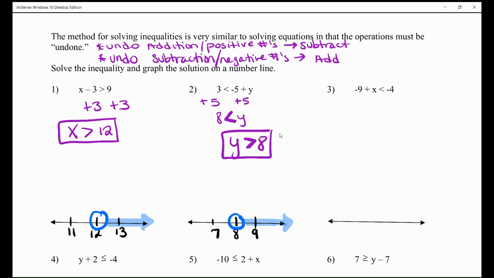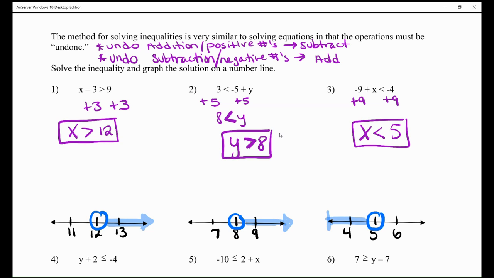For number 3, we have negative 9 plus x. So to undo that negative 9, we want to add 9 to both sides. And I get x is less than 5. For your number line, put 5 in the middle. Remember, we want 3 values. Open circle at 5 because it's just less than. Shaded to the left because it's less than.